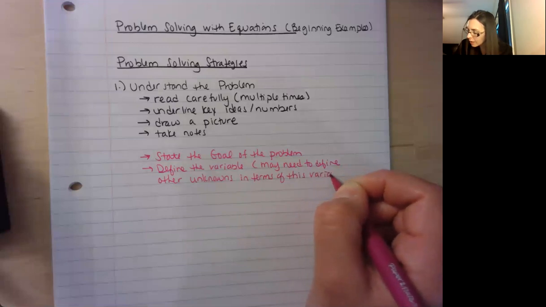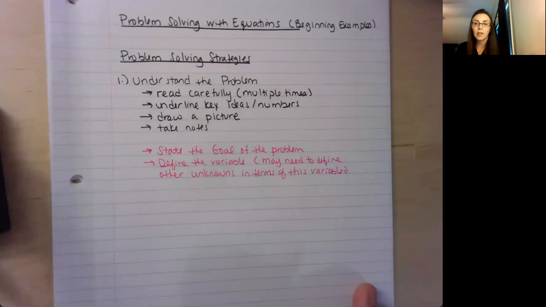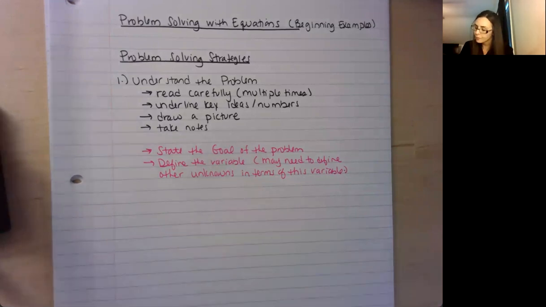So for right now, we are only learning how to solve equations with one variable. So that means when you're setting up your equations for problem solving, you can't use two variables. So if there's two things you need to find, a way to write them as just using one variable. So you may use that same variable to help represent other unknowns as well.